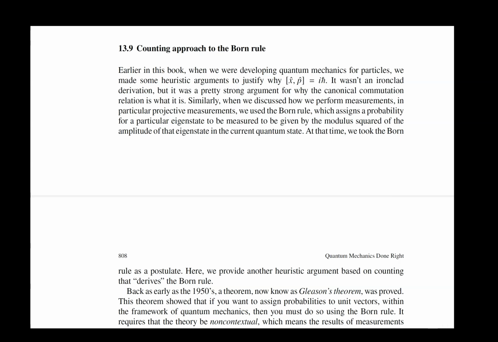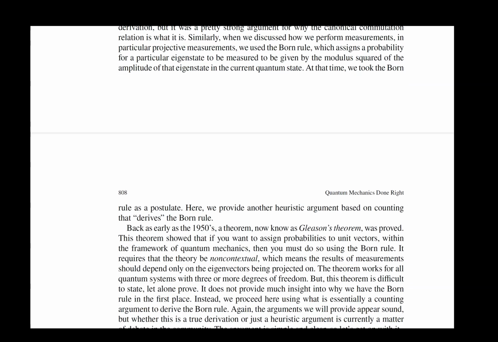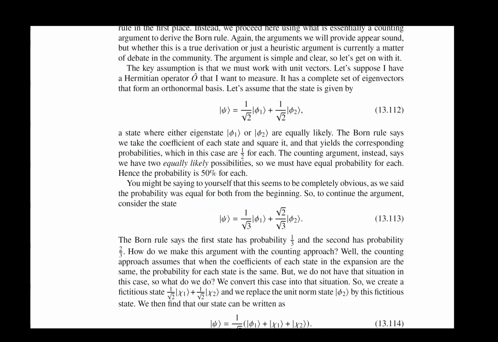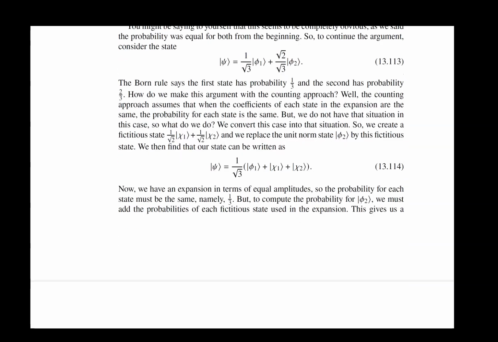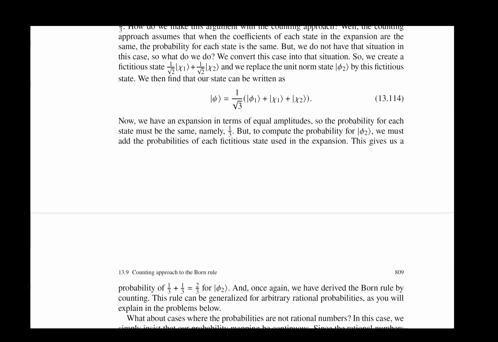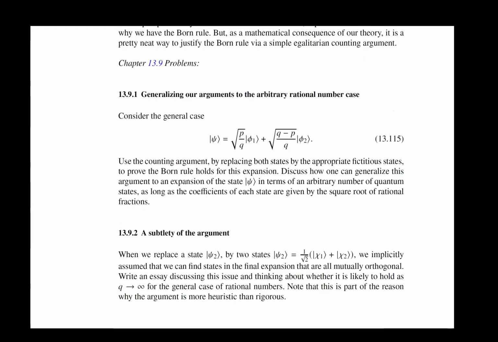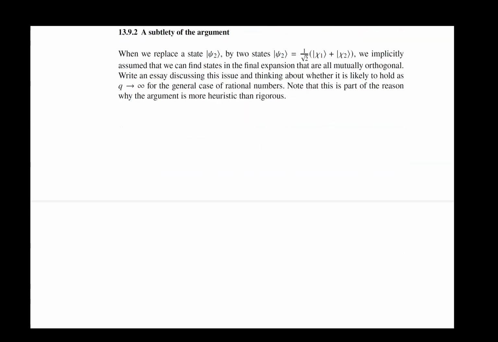And then our final section is using a counting approach to talk about the Born rule. It's related to a theorem called Gleason's theorem, which was proved all the way back in the 1950s. And it's a really cute argument that shows you why you need to take the modulus squared of the amplitudes of the expansion of the quantum state to tell you what the probabilities are of finding that particular quantum state if you do a measurement. And that's the end of the chapter.